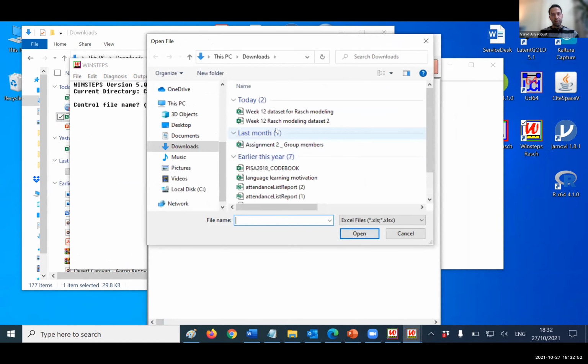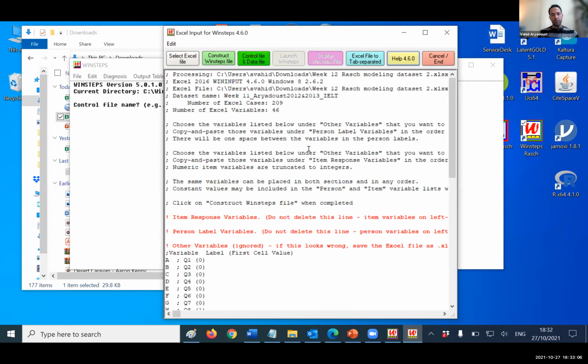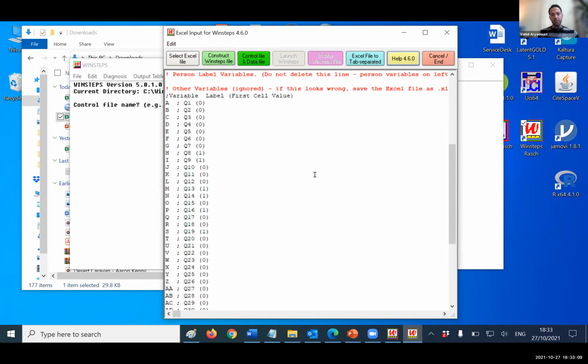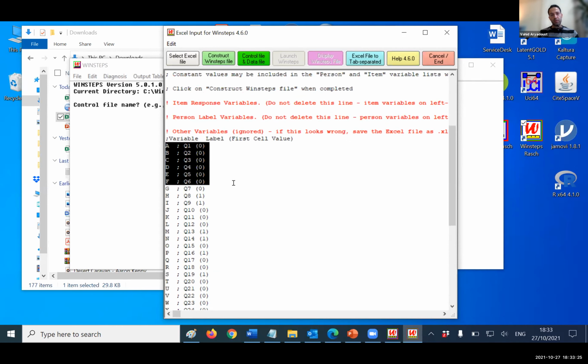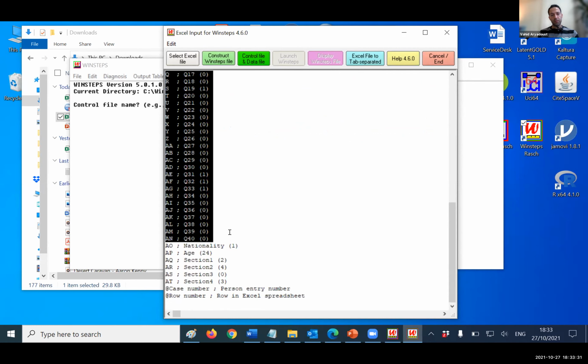Let's start off by looking at this one. Week 12 Rasch Modeling Dataset 2, please. Okay. And click on this. And your data will open in a while. Good. So if you're curious what this data set represents, it's basically data from the administration of an IELTS listening test. There are 40 listening test items or 40 questions. So I'm going to highlight all of these 40 items all the way down up to number 40.